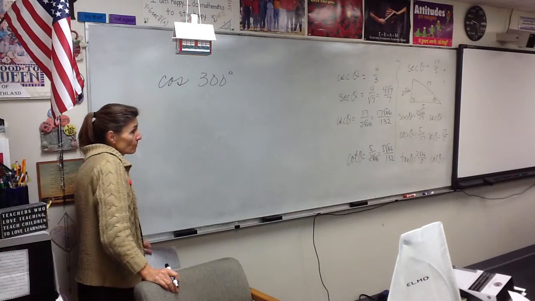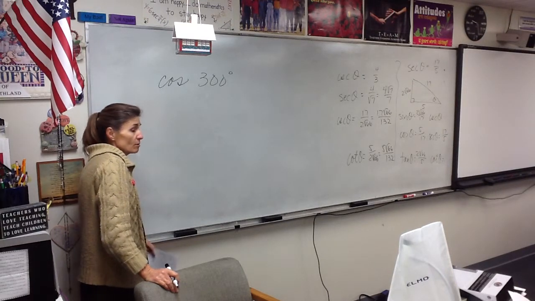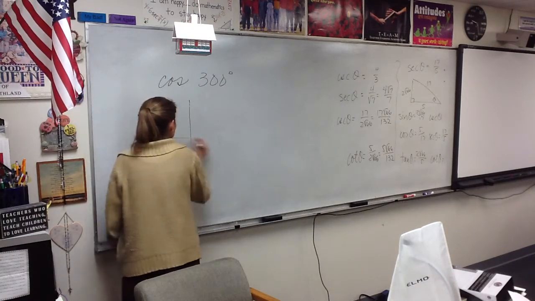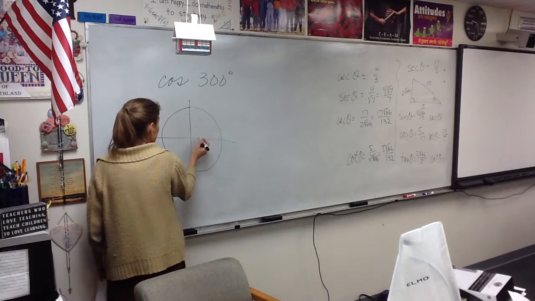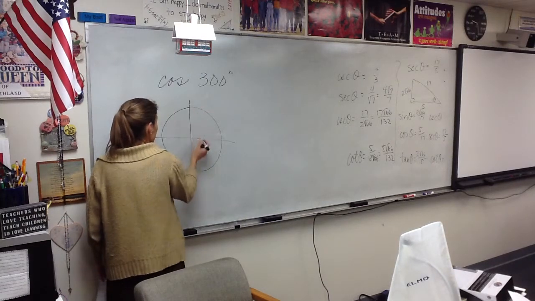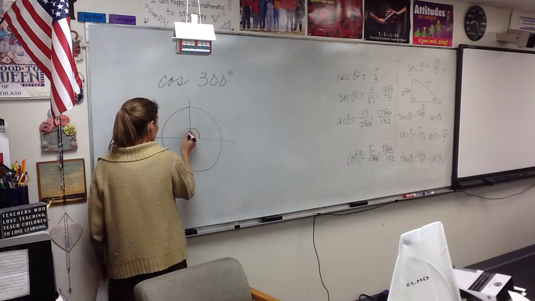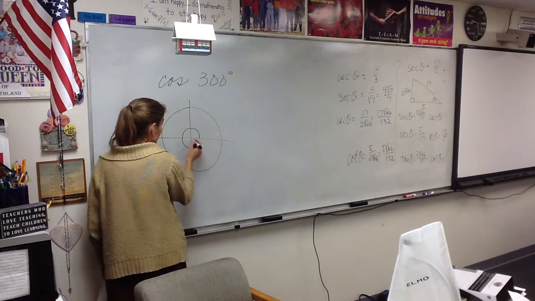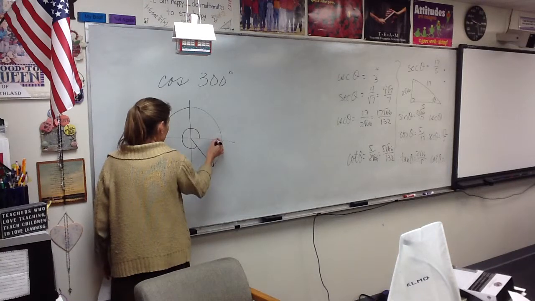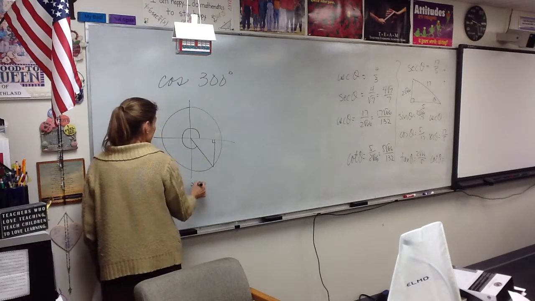We're gonna do one more right now. We're gonna find the cosine of 300. What do I do to find the cosine of 300? No calculator. So I draw my circle. And I figure out where 300 is. And I start here. It's positive, so I go up and around and around and around and around to about here. Remember, this is 270.